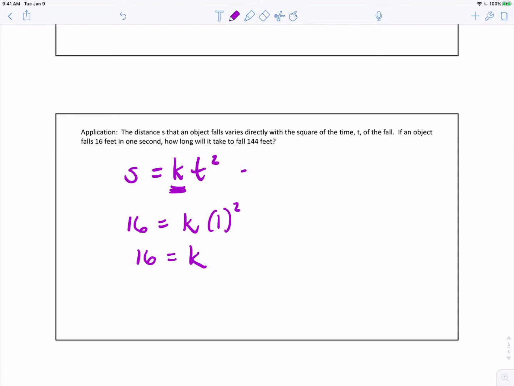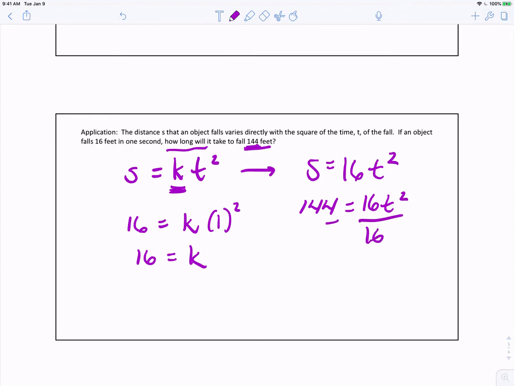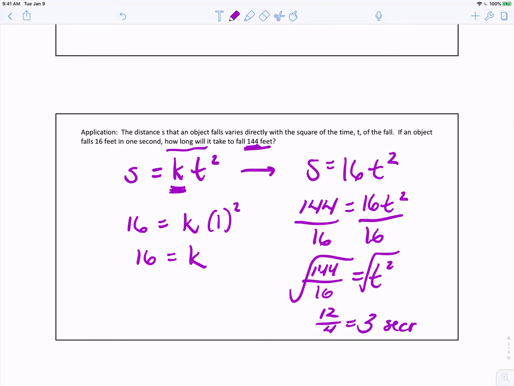All I'm going to do is rewrite this formula using the number 16 for k. Now I'm going to fill in numbers to answer the question. How long will it take to fall 144 feet? This 144 is the distance, s, and I'm trying to solve for how long. In other words, I'm trying to solve for t. So we'll divide both sides by 16. 144 over 16 equals t squared. We take the square root, and that gives us 12 over 4, or in other words, 3. So it'll take 3 seconds for that to happen.